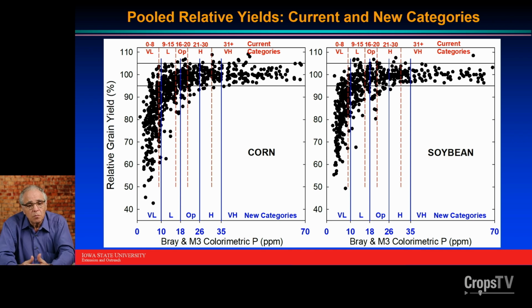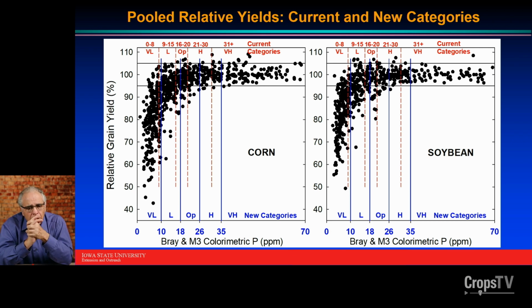Okay, and then in blue letters below, and those vertical lines in blue, those are the new categories that are coming up. So if you look at this, the old and the new borders for the categories are exactly the same for corn and soybean. You see that we increase just a little bit, 1 ppm or 2, the very low and low classes upwards, to increase a little bit.